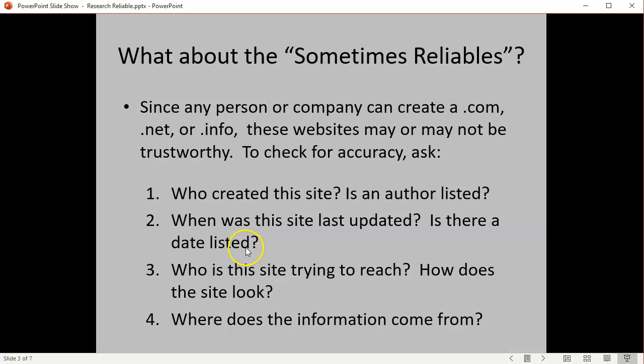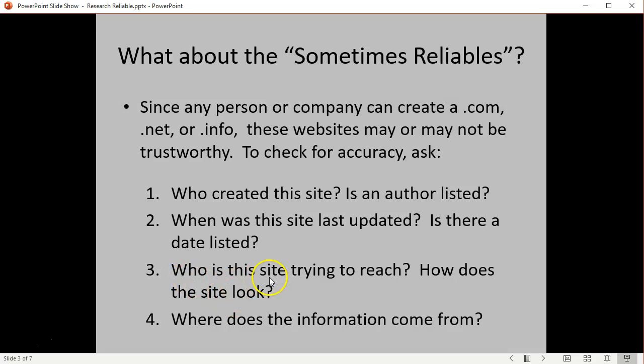Is there a date listed? This is more or less just on a relevance sort of pattern. If you're researching a topic that's more recent, let's say you're researching the Keystone XL pipeline for your research project or for your research paper, and the website was last updated in 2014, it's probably not current enough for the research that you're doing. If there's no date listed at all, that's also a red flag, because you have no idea how current, how up-to-date that information is.